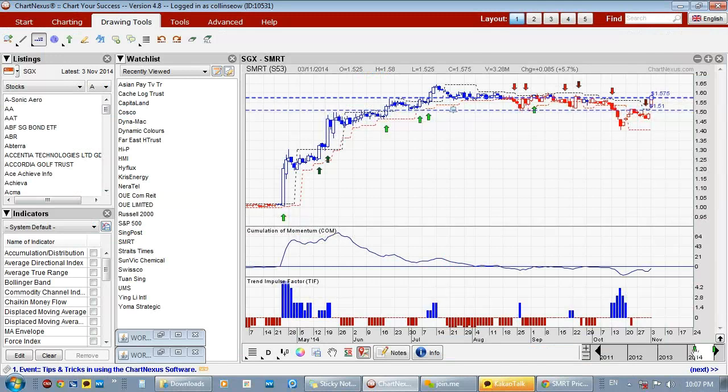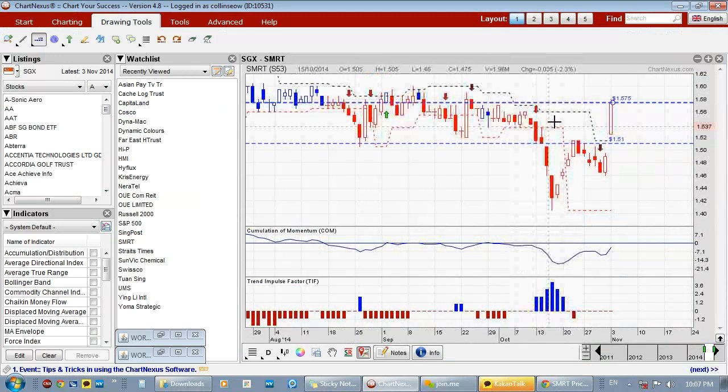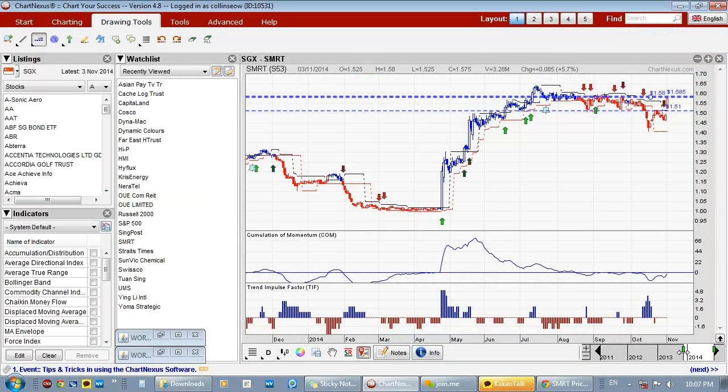Okay, the price on the chart looks like it is testing this resistance. Okay, there's a resistance at about 158. There's another resistance at 163 and a half. Okay, that will be the next resistance.